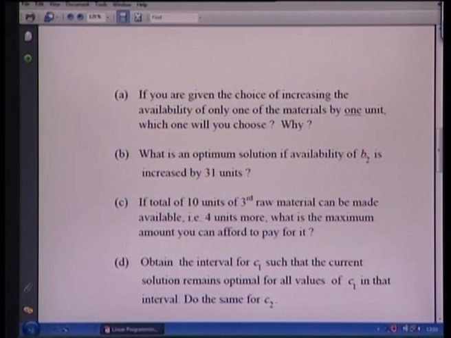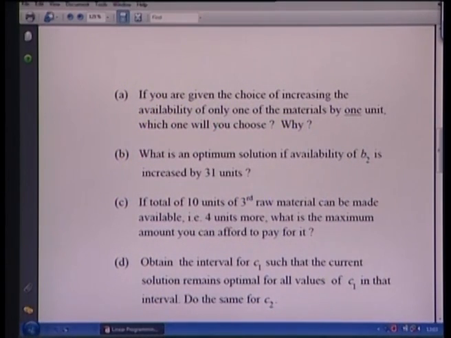Part B says, what is an optimum solution if availability of B2 is increased by 31 units? Of course, optimal solution implies feasibility. If the availability of B2 is increased, so the right hand side value of B2 has increased by 31 units, I want you to find out the optimal solution. Either the current solution is optimal, and if not, then you have to apply the dual simplex algorithm.